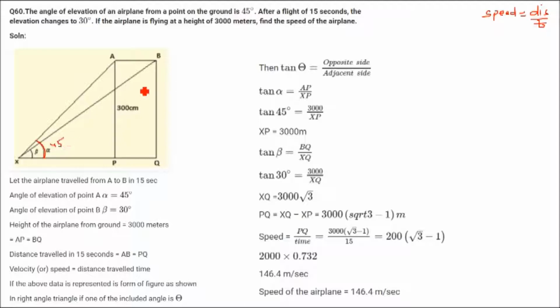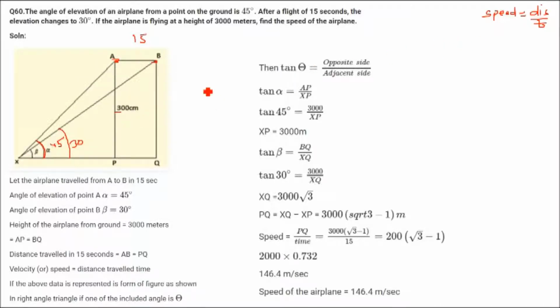So this bigger angle is 45 degree. The airplane is here right now at this point. After 15 seconds, it has moved to this position B. And now the angle has changed to 30 degree. So angle will be reduced to 30 degree. If the airplane is flying at a height of 3000, so this will be 3000 from here to here. So this will also be 3000. Find the speed of the airplane.